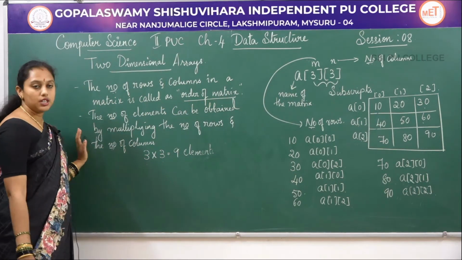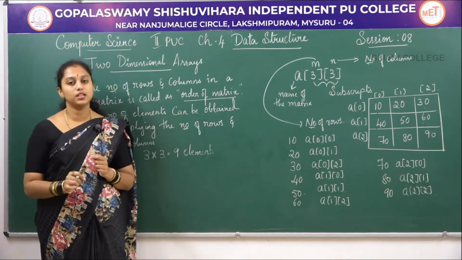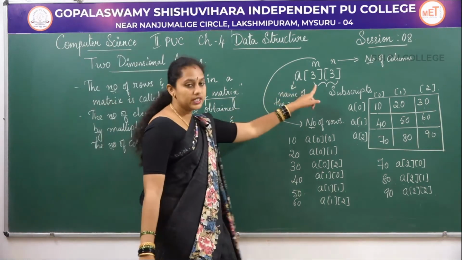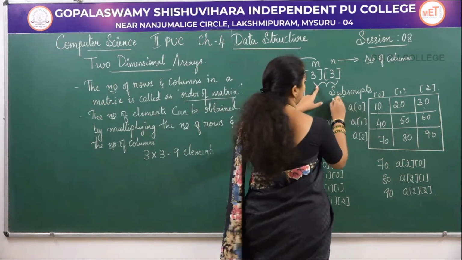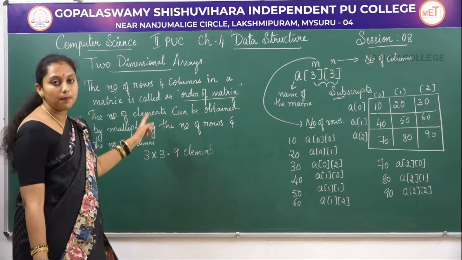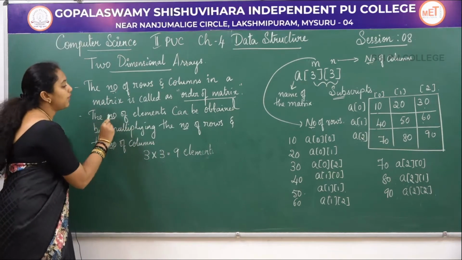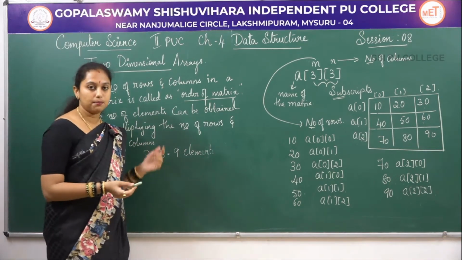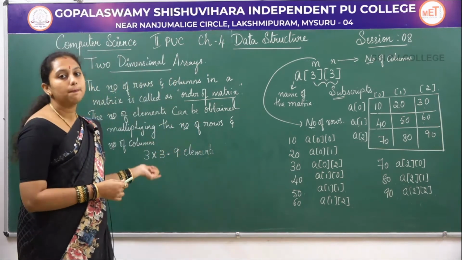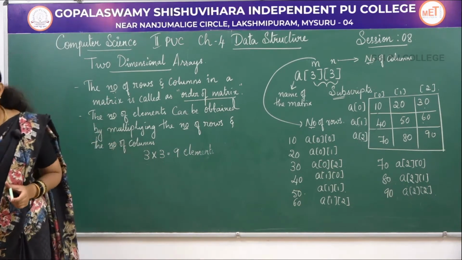So what is a two-dimensional array? A two-dimensional array is a collection of elements and each element is identified by a pair of indices called subscripts. The number of rows and columns in a matrix is called the order of the matrix, and the number of elements can be obtained by multiplying the number of rows and the number of columns in a matrix. Now let us see how to represent a two-dimensional array.